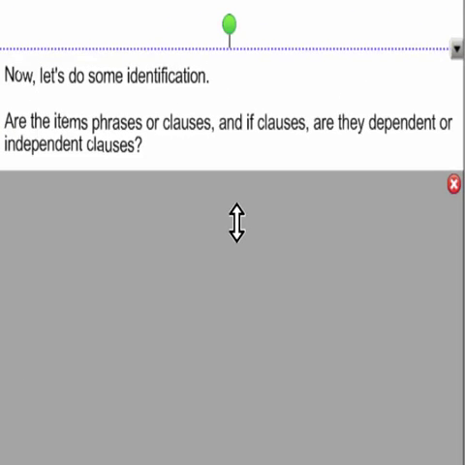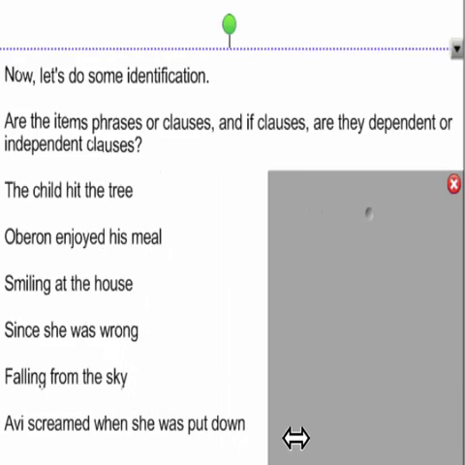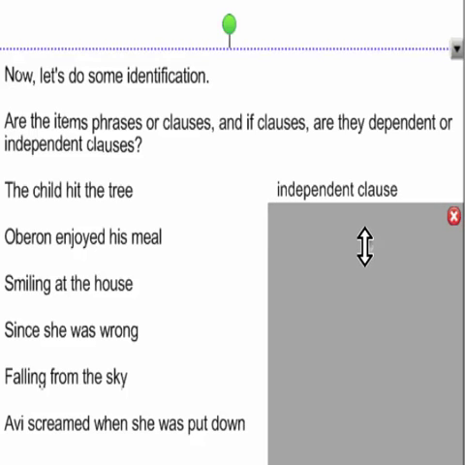All right, so let's do some identification. I need you to look at the examples and identify if it's a clause or a phrase, and if it's a clause, is it dependent or independent? So let's take a look. The child hit the tree. Is that a phrase or a clause? That's an independent clause.